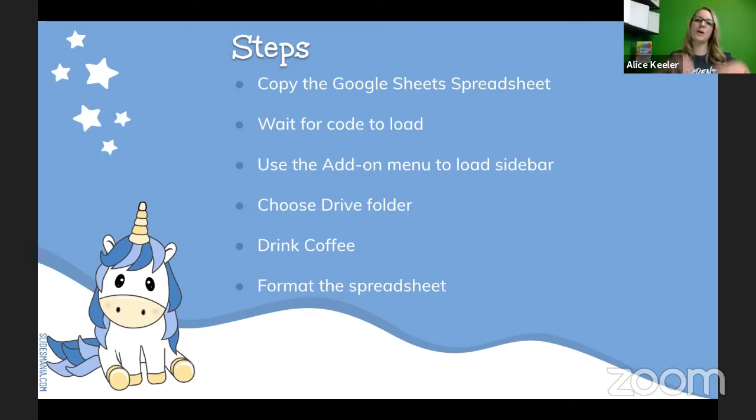So we're going to copy the Google Sheet spreadsheet by going to alicekeeler.com/list the files. We're going to wait for the code to load because it always takes about a minute. Got to be patient for the code to load. We're going to use the add-on menu. It's going to bring up a sidebar. And then we push a button asking which folder we want. Now this is where it gets a little tricky because you're selecting a folder. You are not selecting files. We have a tendency to want to double click and open the folder, but then it's empty because the code's only looking for folders. So single click the folder. You select the folder and wait for the code to run.